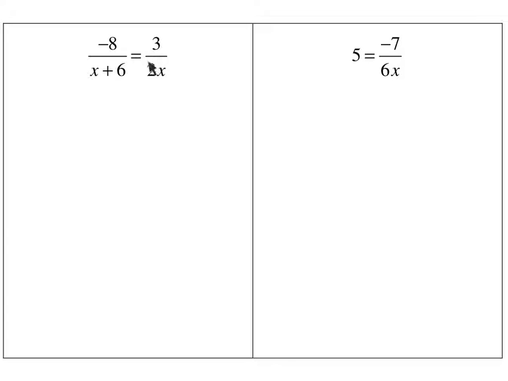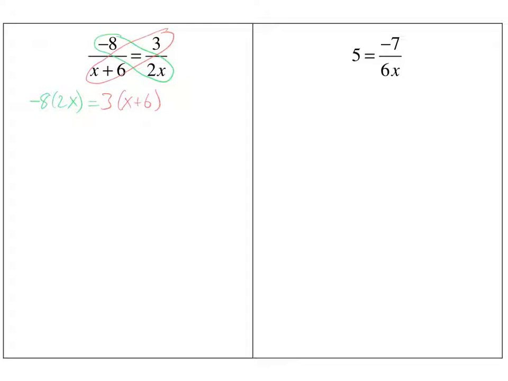If I am going to solve this rational equation, you should notice this is a proportion, a fraction equal to a fraction. There's a nice shortcut when you have a fraction equal to a fraction called a proportion. What you do to solve this is you just cross multiply. So you multiply those two, which would be negative 8 times 2x, and you set that equal to the other diagonal multiplication, which is 3 times x plus 6. So again, I multiply these two, set them equal, and now I have to solve.